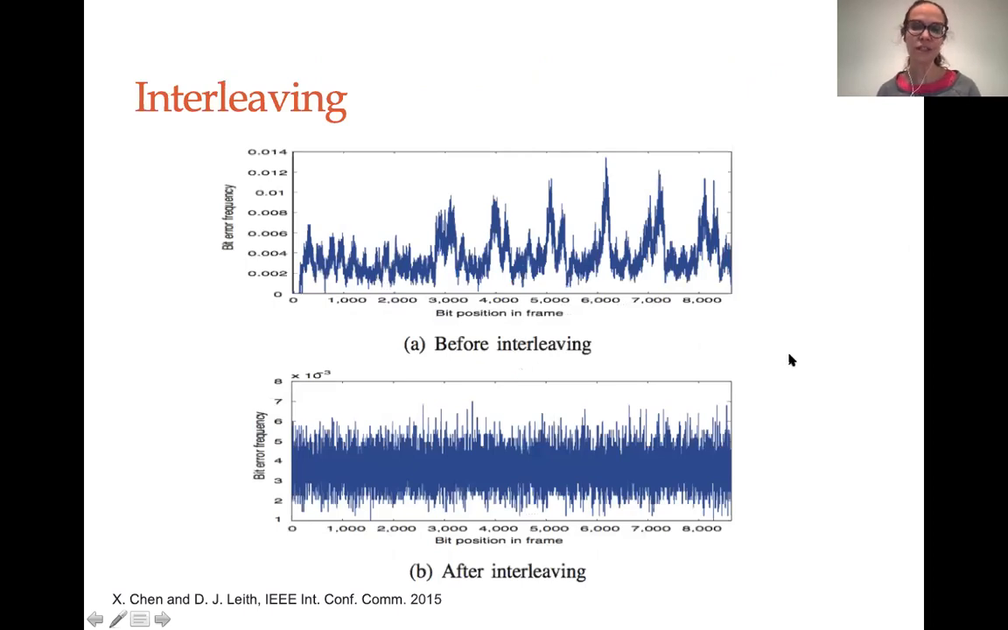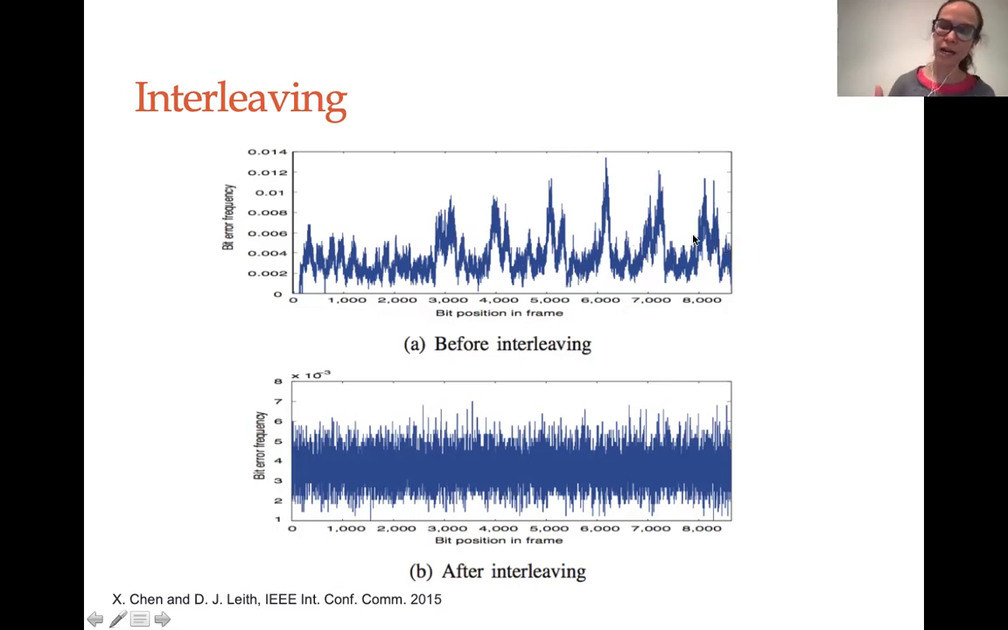The last thing I wanted to bring up, because it was mentioned at the beginning of the class, is this issue of interleaving and of memory in the channel. This channel trace that you see here is a bit error frequency. So think of this as the bit flip probability for different bits in different positions in a frame. Okay, this is before interleaving. You can see there's quite a bit of memory, and you can see that towards the end of the frame, things are getting a little more flaky.